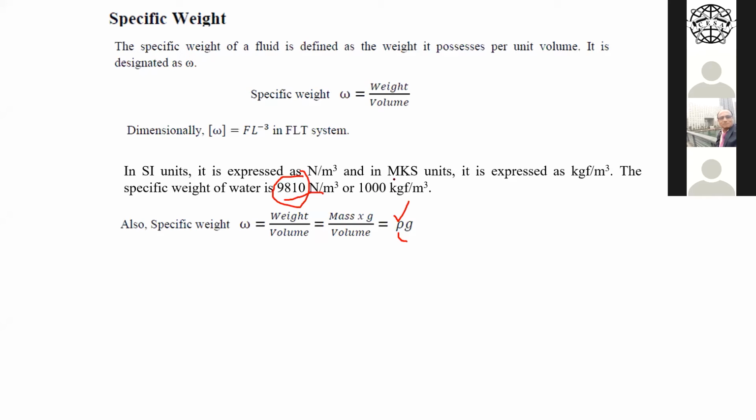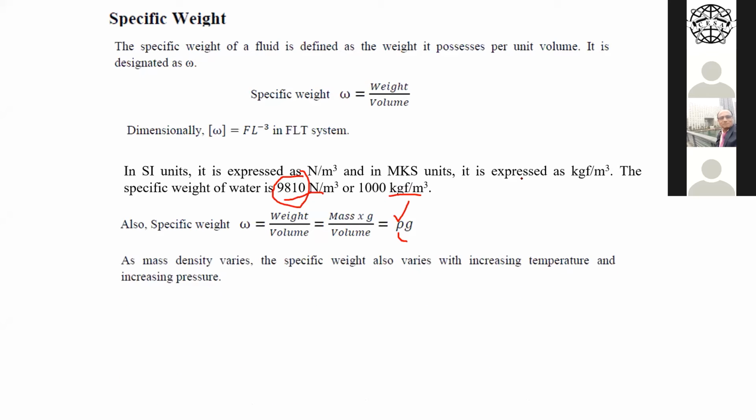Or else you can write it as 1000 kg force per meter cube, which is your MKS unit, which you don't need to concentrate on here. So there are two ways of calculating specific weight. Please remember, if you have a notepad, you can note it down. Specific weight is weight by volume, that's one way. Specific weight is also mass density into acceleration due to gravity. I have already told you how mass density will vary. If the mass density varies, specific weight also will vary with increasing temperature and increasing pressure.